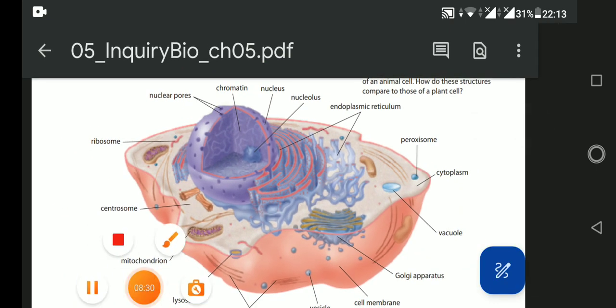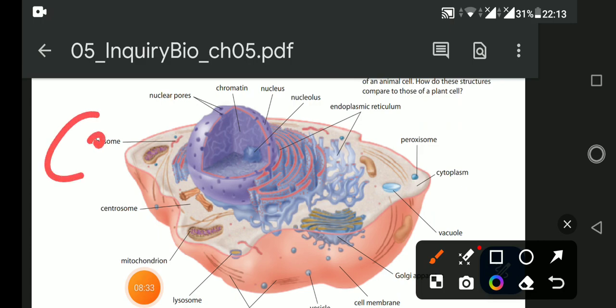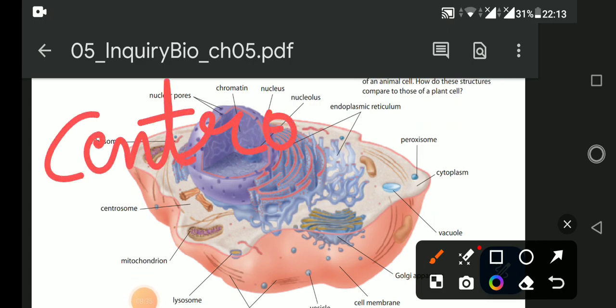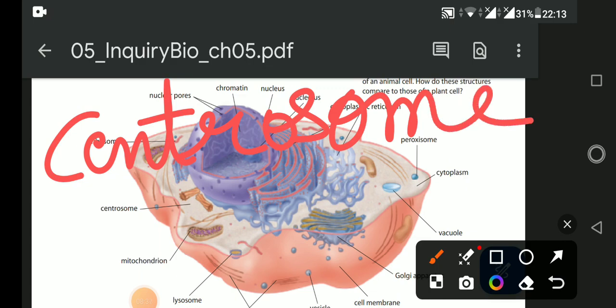Then one more difference is there, centrosome. Centrosome is the organelle which is responsible for the cell division and it is found only in animal cells but not in plants. Now you will wonder that plant cells also need to divide, right? They are also increasing their cell number, they are also reproducing, so they also need to divide. So how they will divide if they don't have centrosomes?